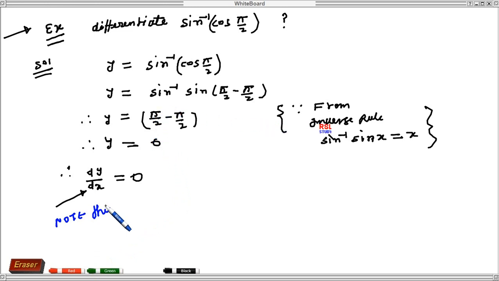So we know from the inverse rule, sin inverse sin x is x, or if it is sin inverse sin theta, then in place of x there is theta, then that will be theta. So sin inverse sin theta will be theta, sin inverse sin x will be x. So here the theta is pi by 2 minus pi by 2, so we will write like this, and the value of this will be 0, because this plus pi by 2 and this minus pi by 2 will be cancelled out, so this will result 0. So dy by dx will be 0.